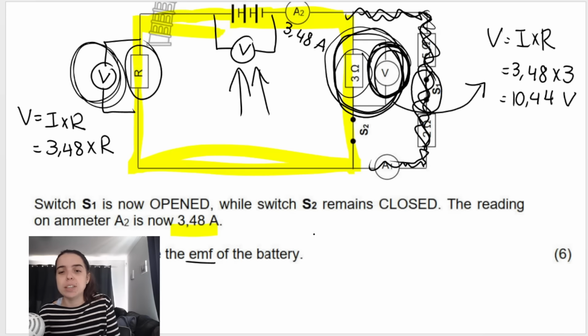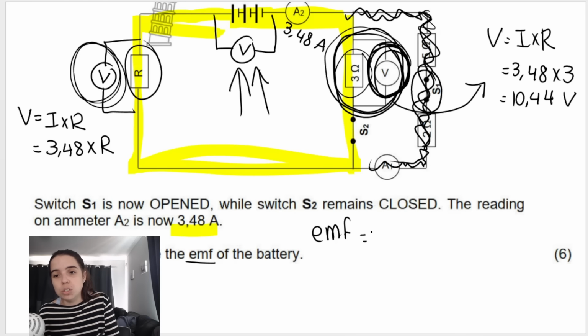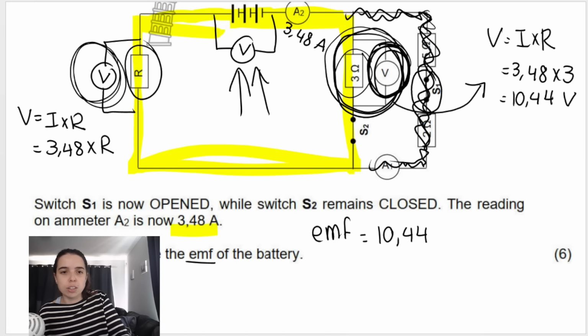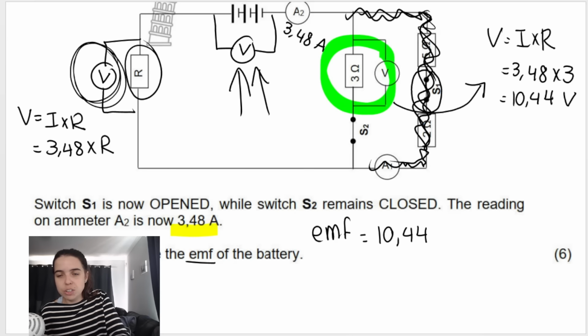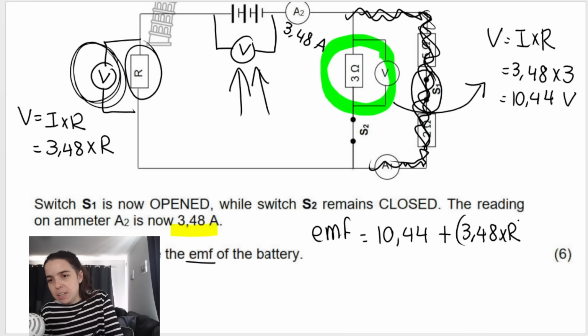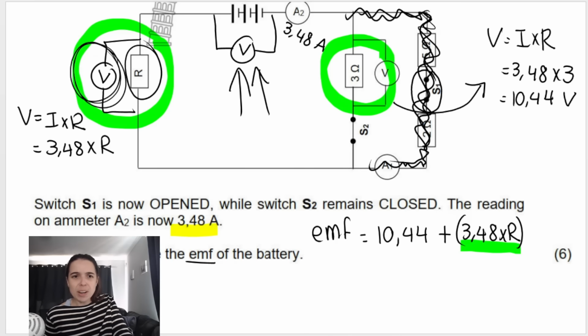What we have at the moment is that the EMF, or the voltage across the battery, is equal to 10.44, which is the voltage across this resistor over here, and then plus 3.48 times R. This part here is basically the voltage across this resistor. But I can't get an answer now. How can I get an answer if EMF is unknown? That's what I'm looking for.